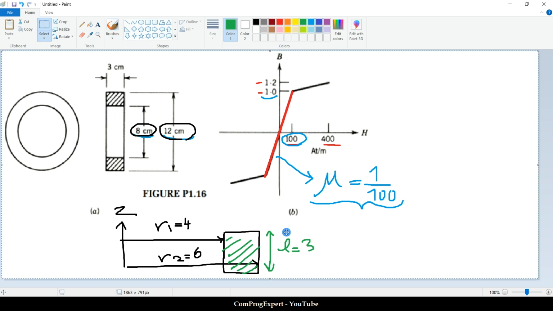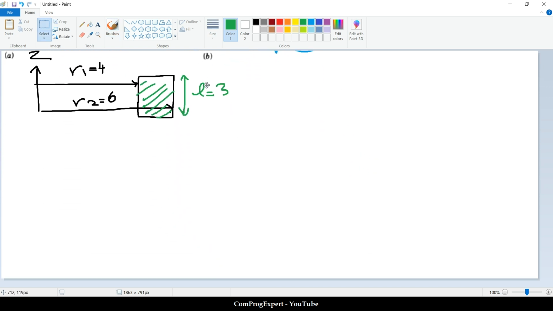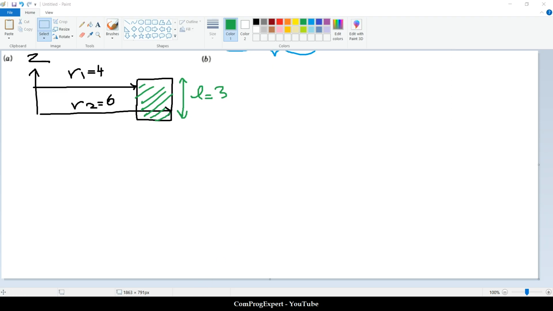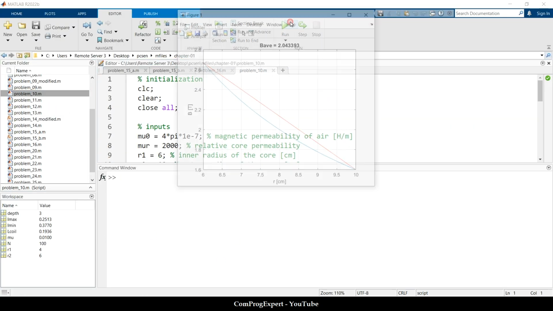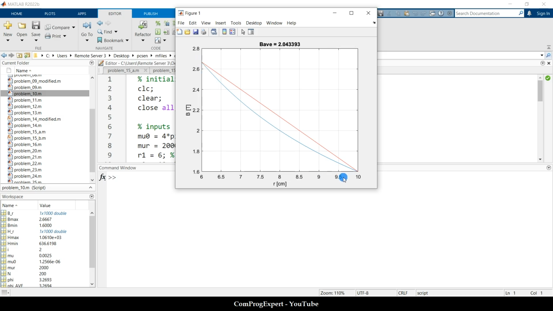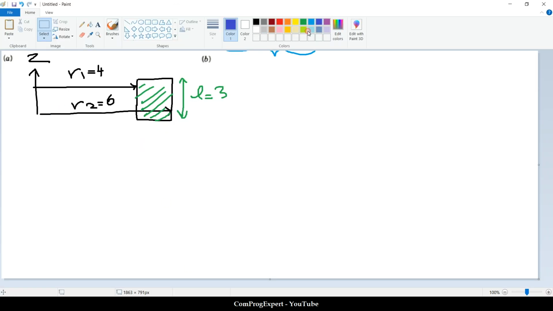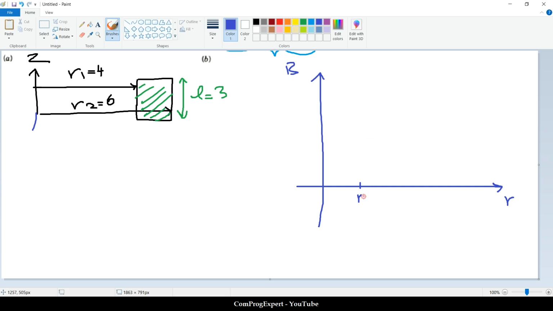Okay, let's draw this plot. In problem 10, we generated this curve. This is B as a function of R. Here we have R1 and this is R2. This blue curve is the variation of the B. So in this case, we have this variation for the B. This is R and this is B. This is R1, this is R2. So this is the variation of B.